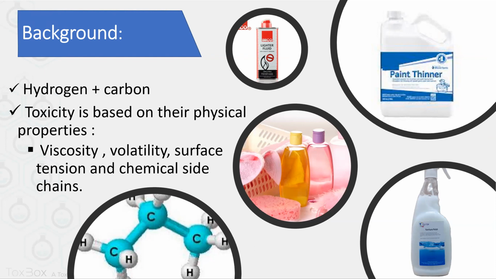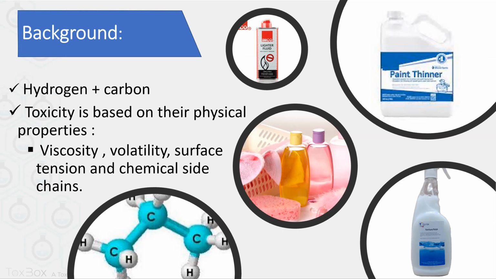Despite all the types of hydrocarbons, they all share three physical properties. The first one is the viscosity. If the substance has low viscosity, it will spread very easily in the tissue. The second feature is the volatility. What I mean by this is the capability of the substance to change from a liquid to a gas or a vapor. If the substance has high volatility, it will be highly toxic.